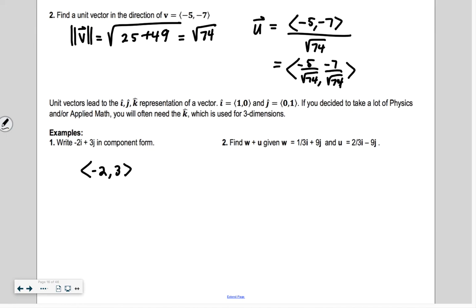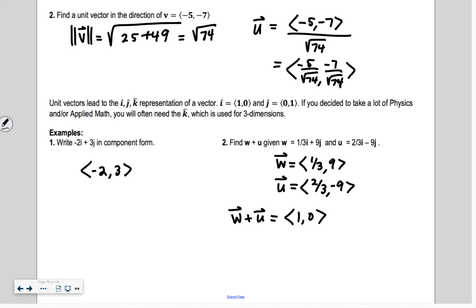So if you have w plus u, and you see w is 1/3 i plus 9j, what does that mean w really is? It means that it's 1/3, 9. And u is really 2/3, negative 9. So if I ask for w plus u, what do we get? 1, 0. That's it. All right, make sense?